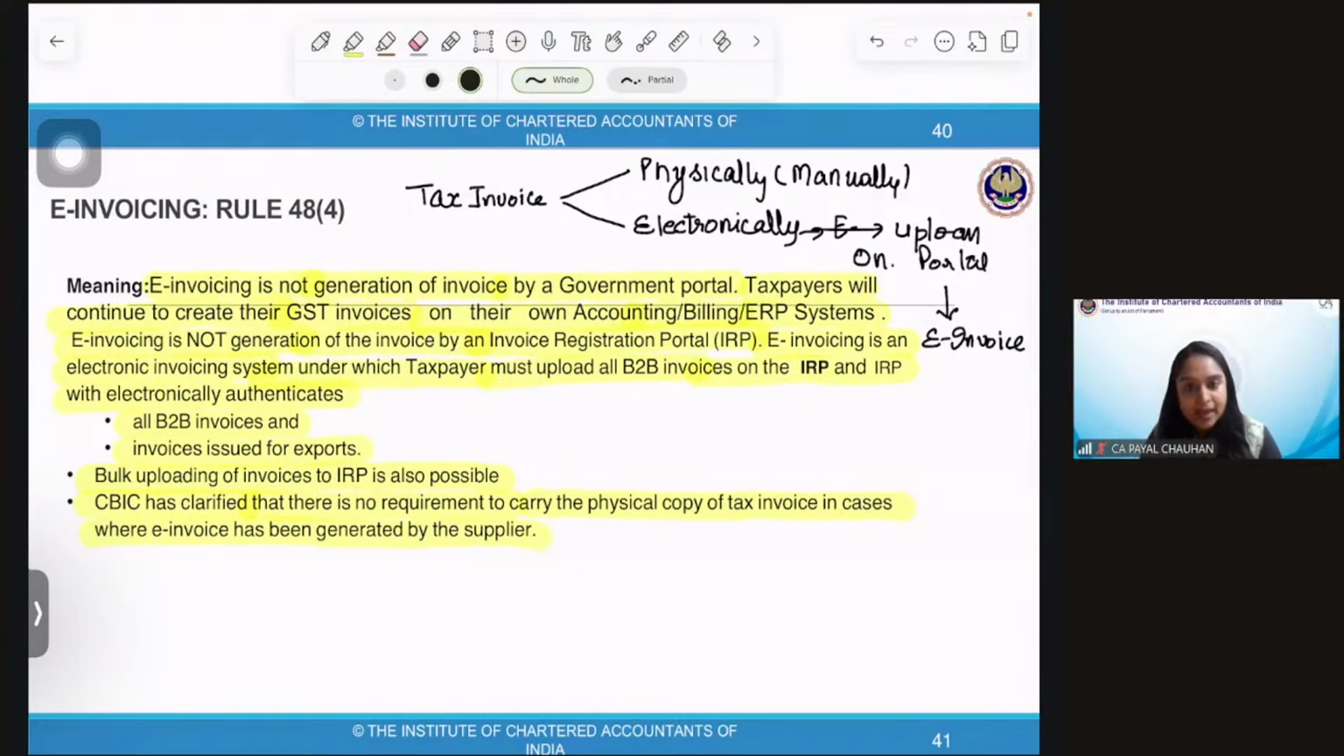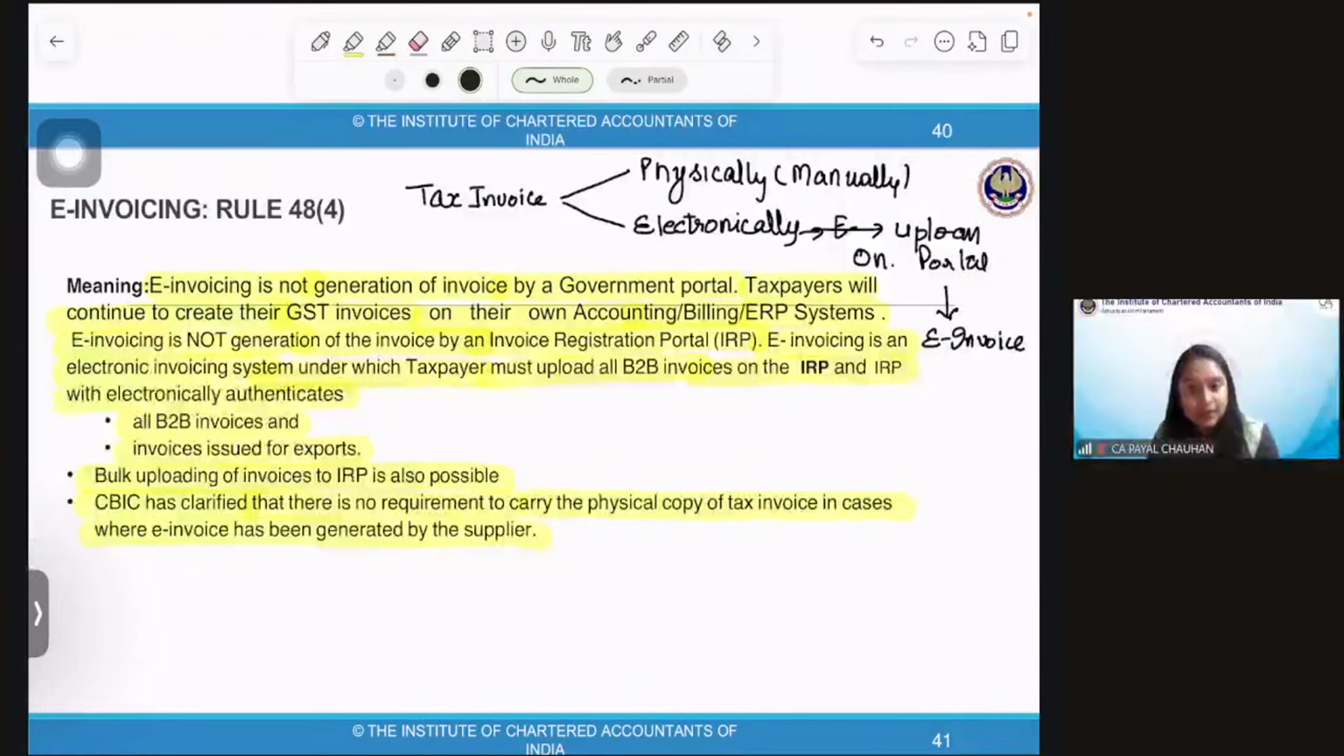See, I'm a supplier, I'm a registered supplier, I'm issuing an invoice, but in case of B2B transaction, which is business to business transaction, and in case of export, right? Once I have issued my invoice, there are certain fields which I have to update on the IRP portal so that the IRP portal will authenticate.